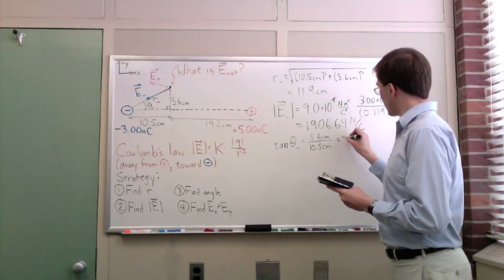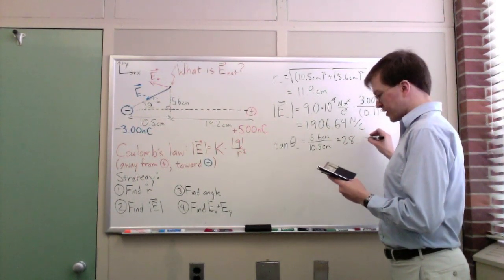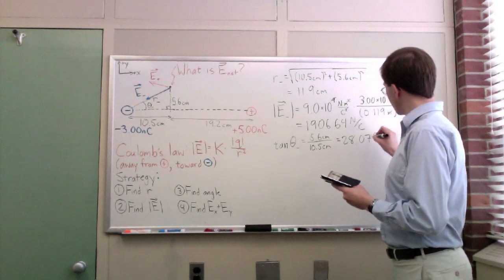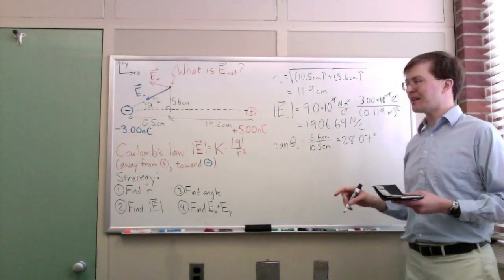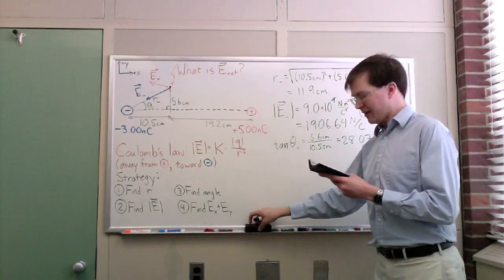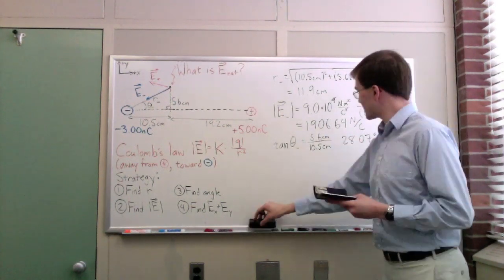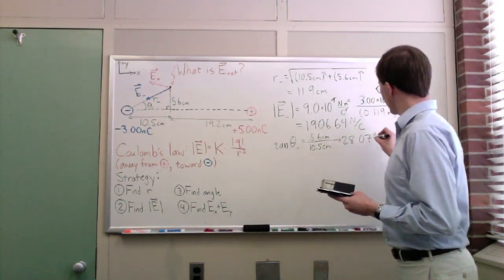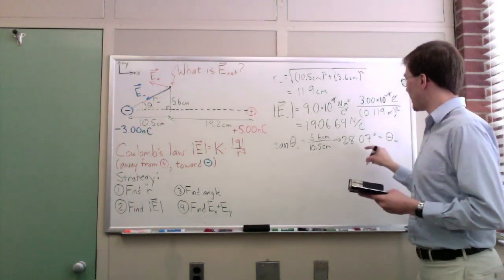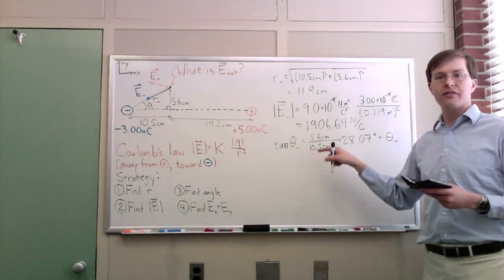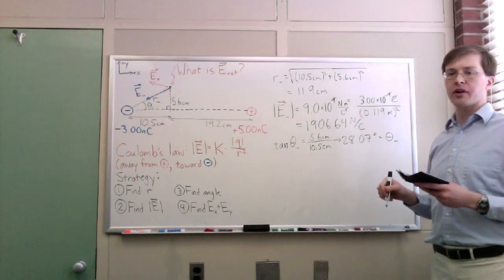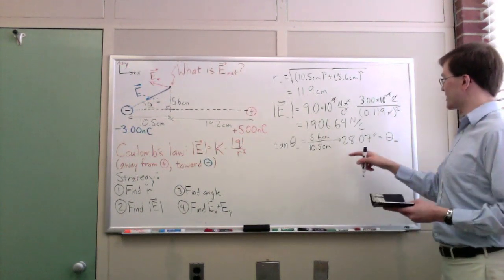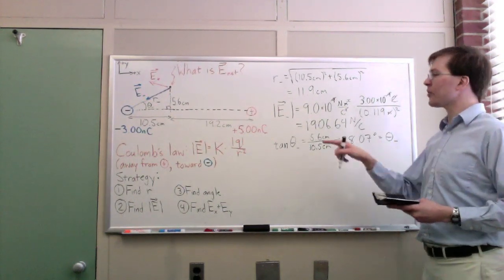I get 28.07 degrees. Yes, tangent equals this, so that's my theta. My theta minus is this. When I do an inverse tangent of that ratio, I get 28.07 degrees. Getting a little ahead of myself. So okay, I've got an angle there.